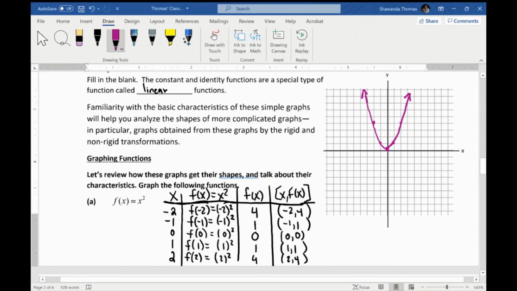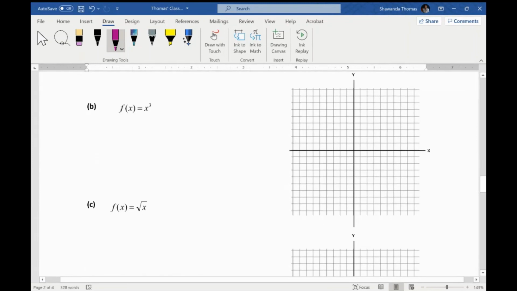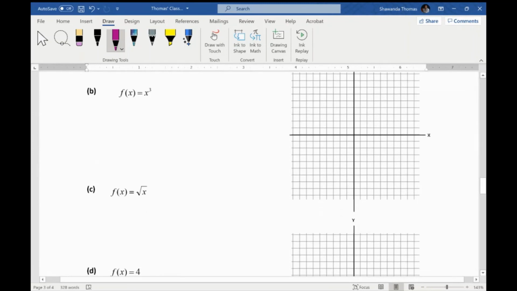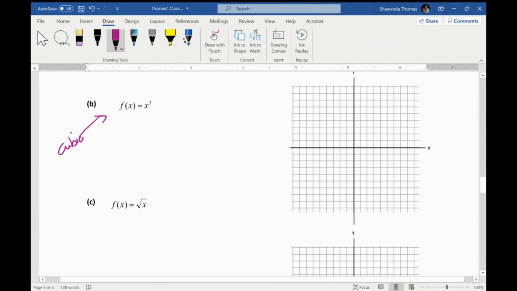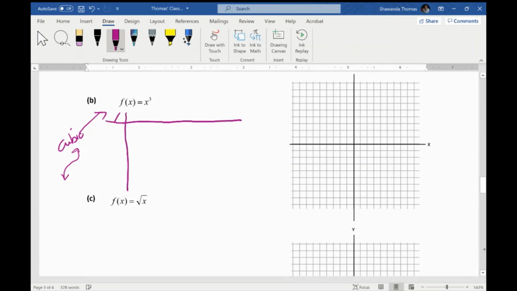All right, let's see, can we graph one more for today? What is this function called for B? Cubic function. Very nice. All right, how would you describe how it's gonna look? Like a snake. Yep, it's gonna be something like that. So let's figure out how it gets its shape. I'm gonna use negative 2, negative 1, 0, 1, and 2 again.